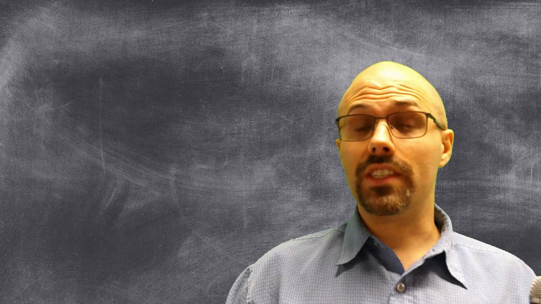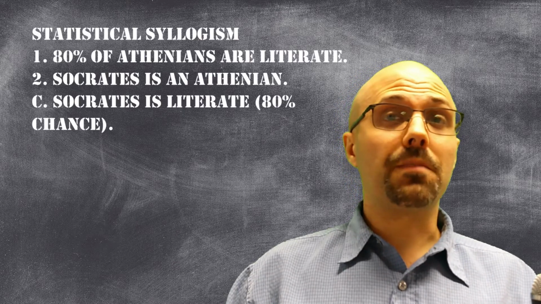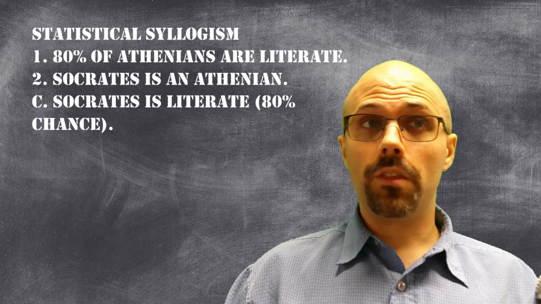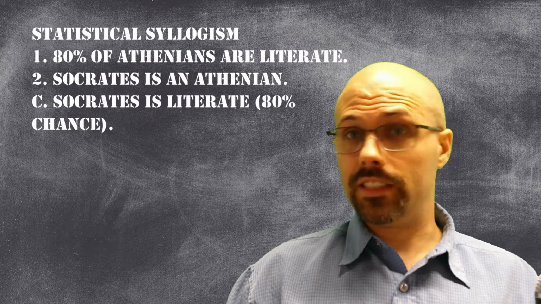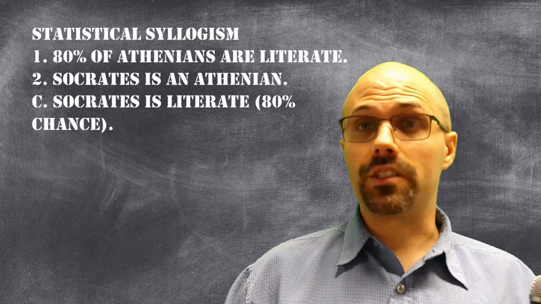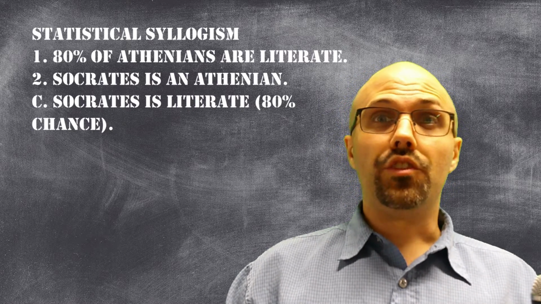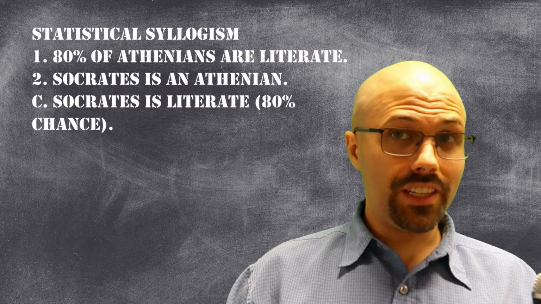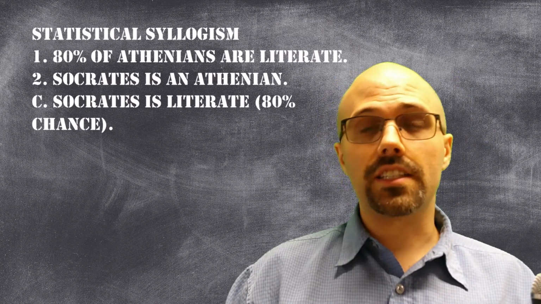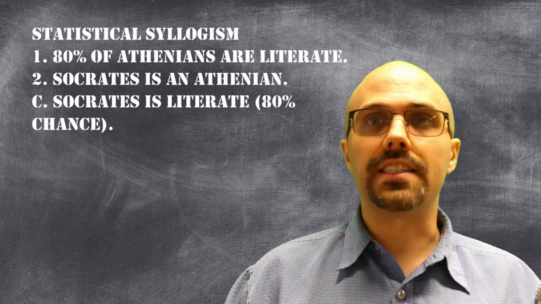Statistical syllogisms work similarly, only they rely on some percentage less than 100%. So here would be an example of a statistical syllogism. 80% of the people in Athens are literate. Socrates is an Athenian. Therefore, Socrates is literate. And indeed, we can say precisely how likely it is that Socrates is literate: there is an 80% chance. So notice that the conclusion doesn't have to particularly say Socrates is most likely literate, or there's an 80% chance that Socrates is literate, though that's usually implied in some sense.